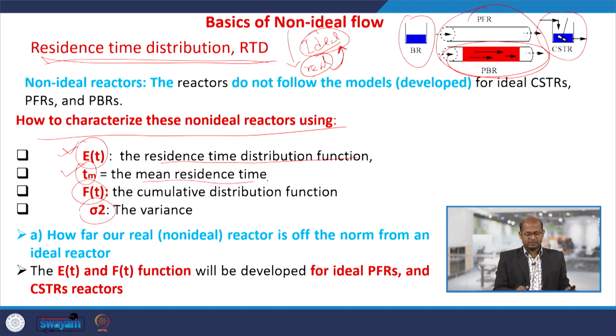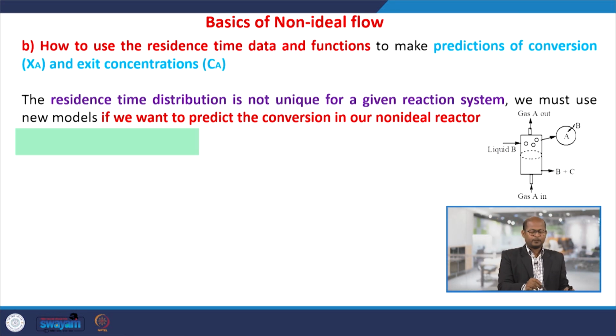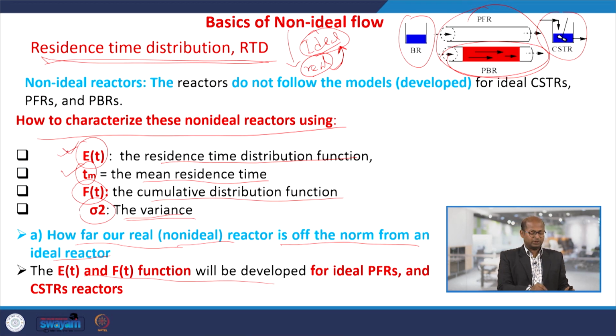Tm is the mean residence time that a component is present in or passing through the reactor. The mean residence time of each individual component or reactant we have to know, along with the cumulative residence time distribution function and sigma square, that is the variance. So, to characterize this reactor, basically our reactors deviate from ideal reactors. This way we can find out, and second, once we know these components.